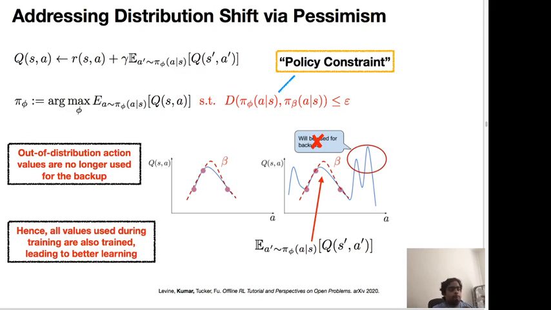Because recall from the previous slides that we are training the Q function on state action pairs drawn from the data set, which are drawn from the behavior policy indeed. And now we're also making sure that the target values are computed using these actions. So in a sense, whatever actions we are using to compute the regression target for the Q function are also the actions on which we trained the Q function.